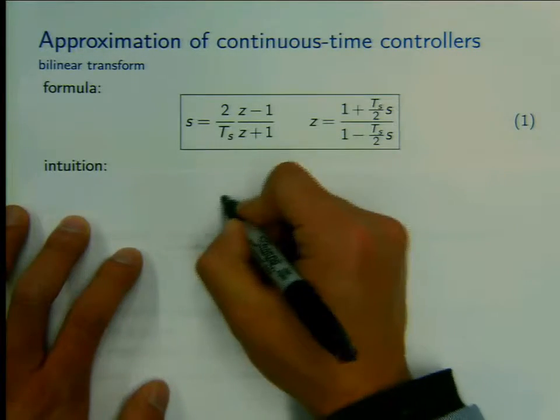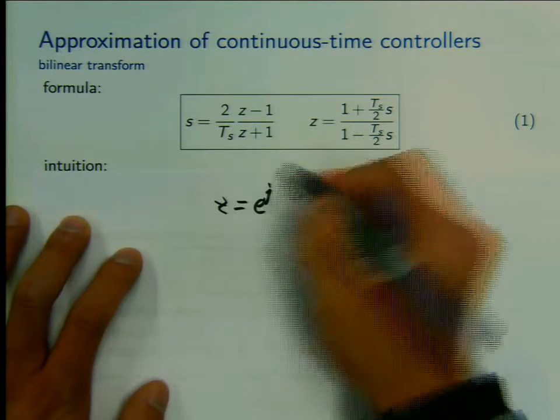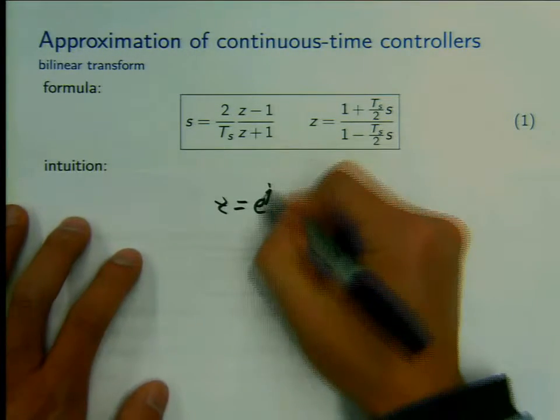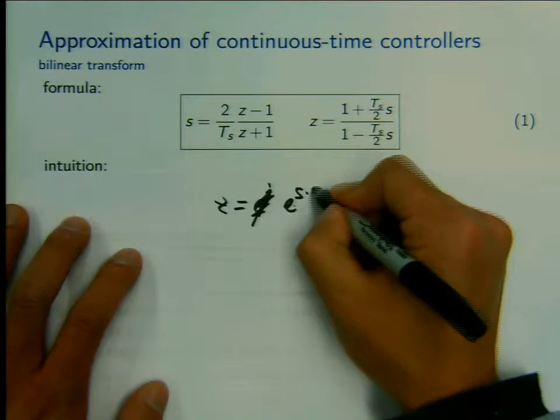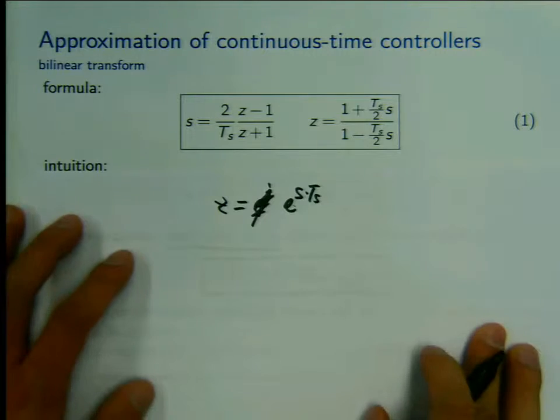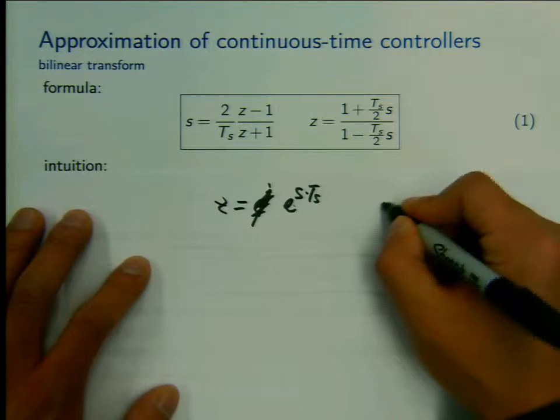Okay, so we have talked about in the discrete time domain, z is e to the s times TS. Okay, so, or we say.